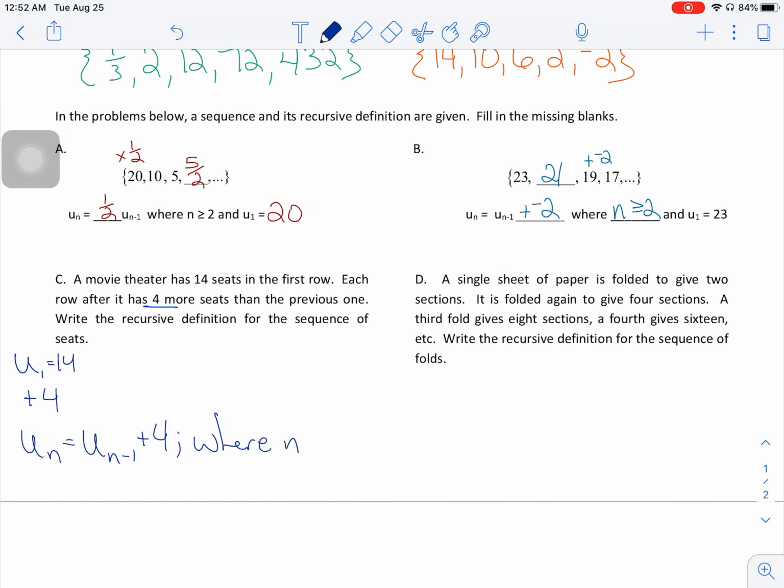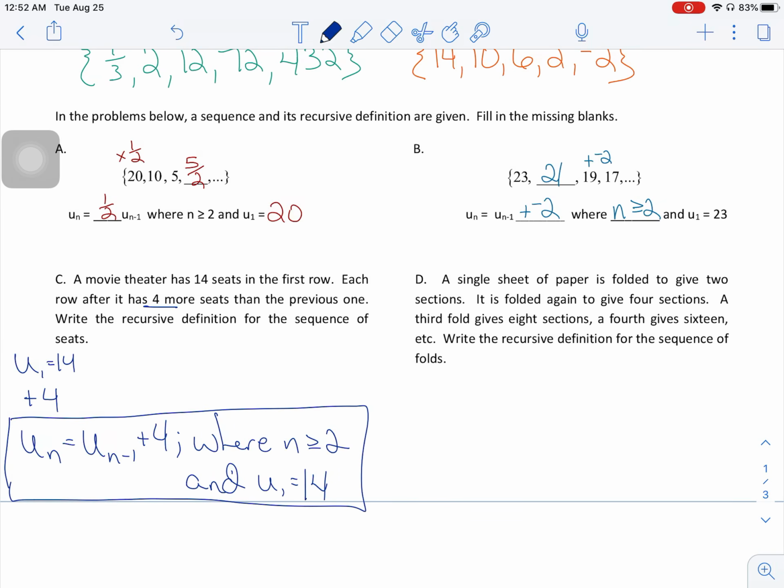where n is greater than or equal to 2, and u sub 1 is equal to, what was that number in the first row? 14 seats? Wow, that's a horrible 4. All right, much better. So there is the recursive definition that will tell you any particular row based on the row prior to it. Okay, and last one.